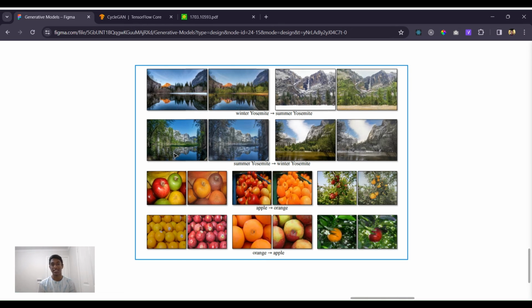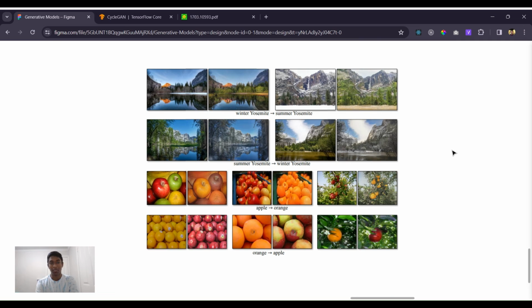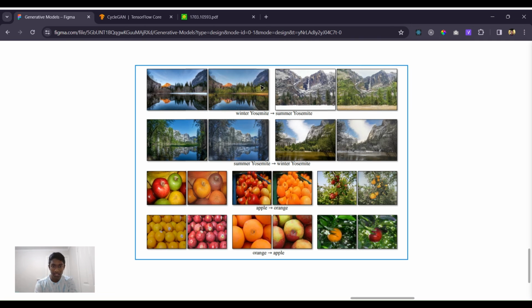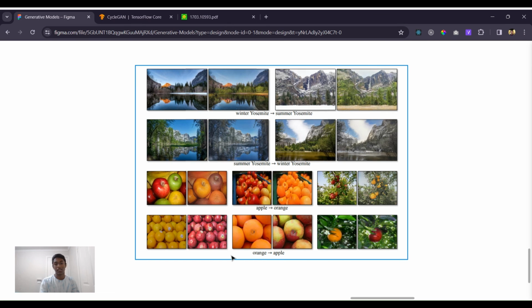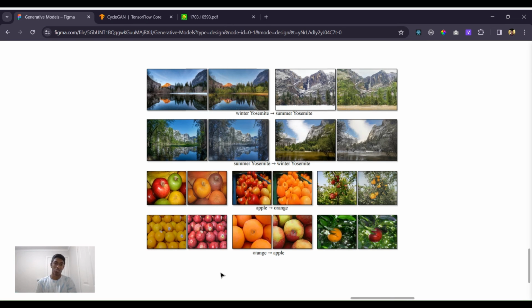Now, after you train the system, we will have two generators and two discriminators. As usual, we chuck away the discriminators and we're left with two generators that can map from domain X to domain Y and from domain Y to domain X. So I have some examples from the CycleGAN paper here. In this example, they translated from winter Yosemite landscapes to summer Yosemite landscapes and vice versa. And they also translated from apples to oranges and from oranges to apples.